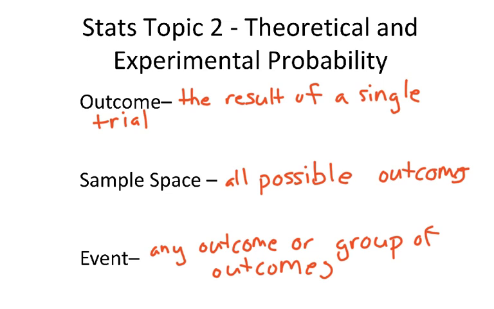So first off, an outcome is the result of a single trial. Your sample space would be all possible outcomes, so anything that is possible. And an event is any outcome or group of outcomes. So you need to pause this and copy it down.